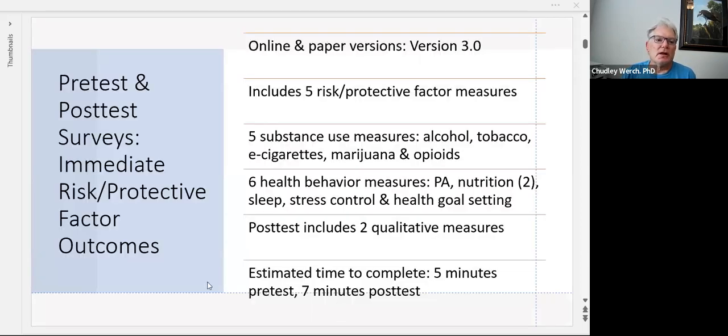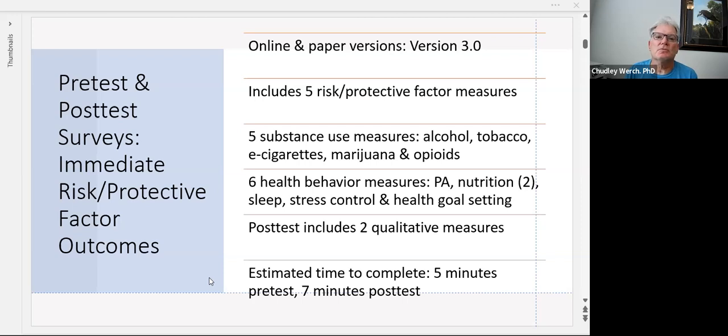Let's take a look at the pre-test and post-test surveys, the immediate risk and protective factor survey. So with the prevention plus wellness programs, you get 2 versions of the survey. You can have an online version, or you can have a paper version. And the most recent version, we just updated it this year, is a 3.0. If you're using an older version, let us know. We'll get you this newer one, because we do change them over time.